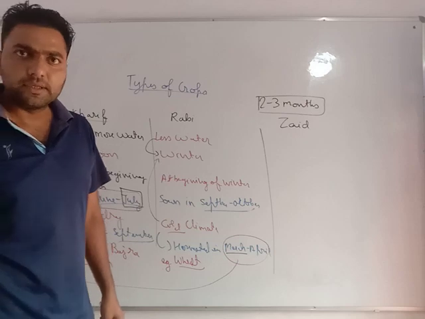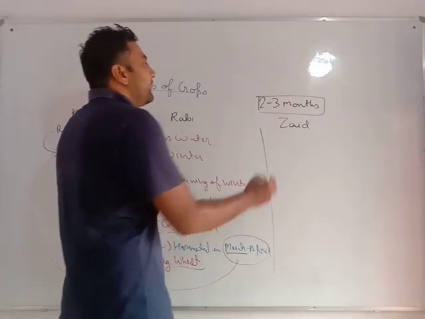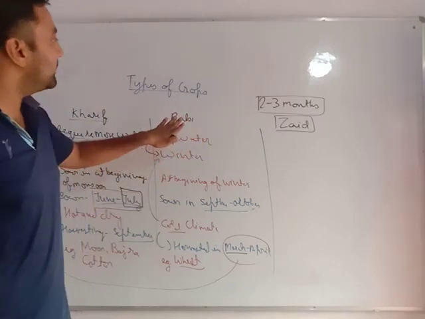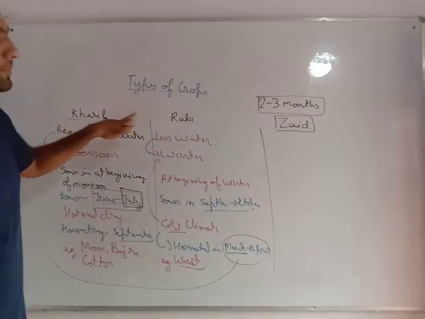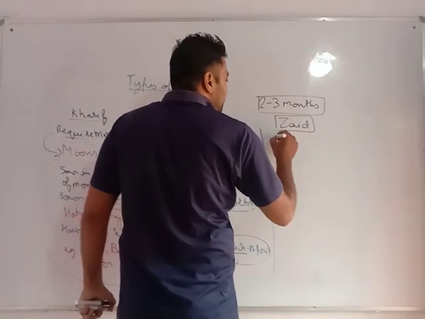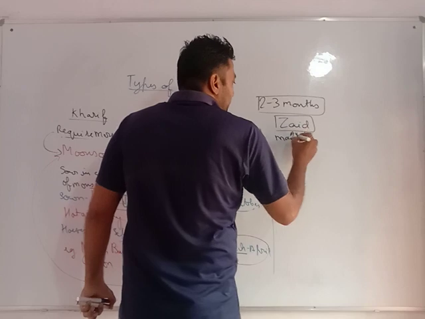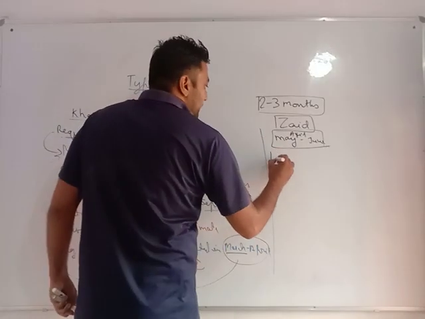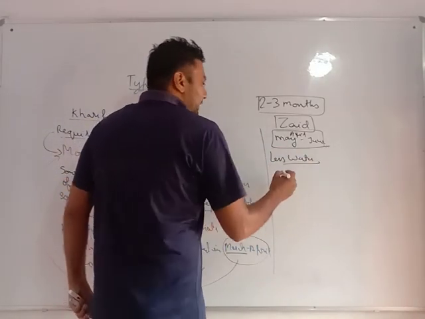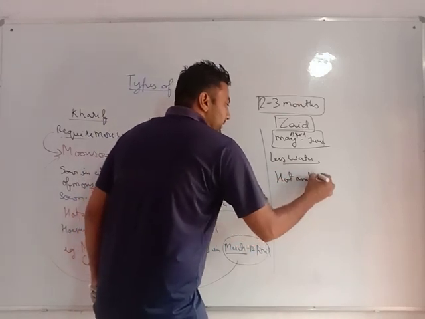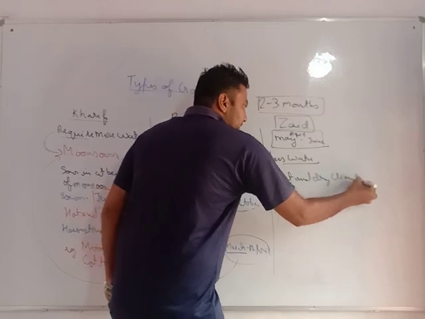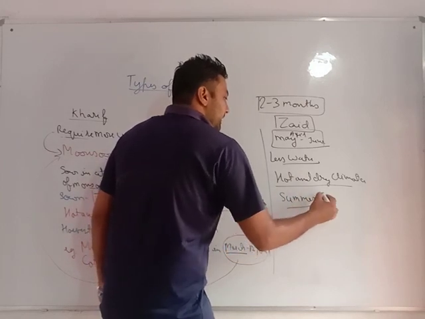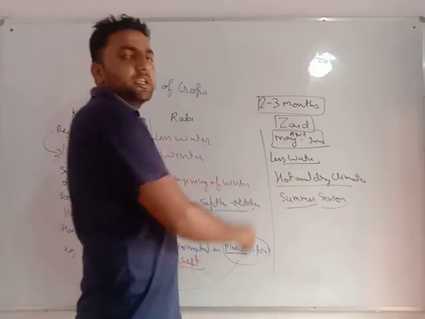If I am a good farmer and I have a bit of facility for irrigation, I will go for Zayd. What is Zayd? Zayd is a crop which is grown in between the time period of Rabi and Kharif, that means in the months of around April, May and June. Okay, very important. This requires very less water. It requires very hot and dry climate. As we all know, in the months of April, May, June, it is summer. So Zayd requires summer season. Summer season is perfect for Zayd.